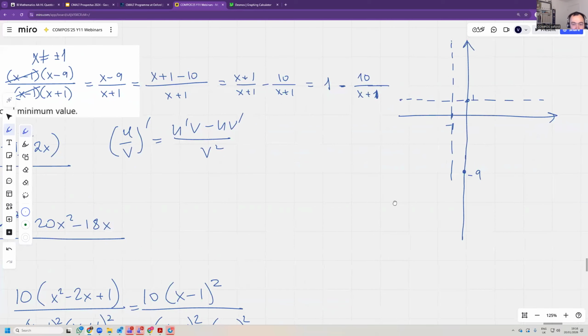1 or 9. Well, 1 doesn't work. The function doesn't exist at point 1. And 9.